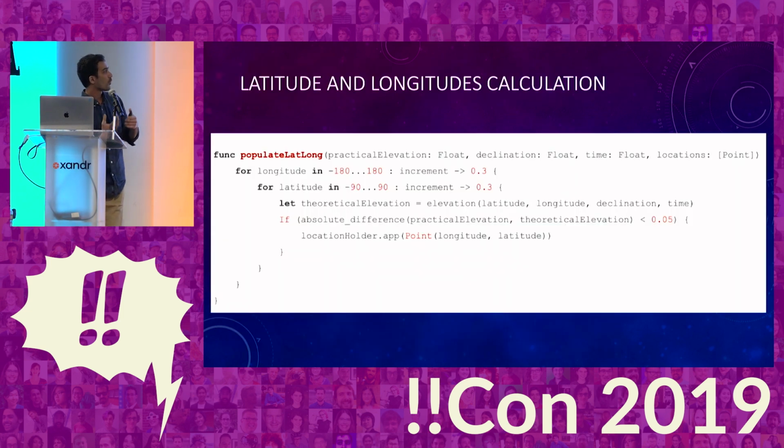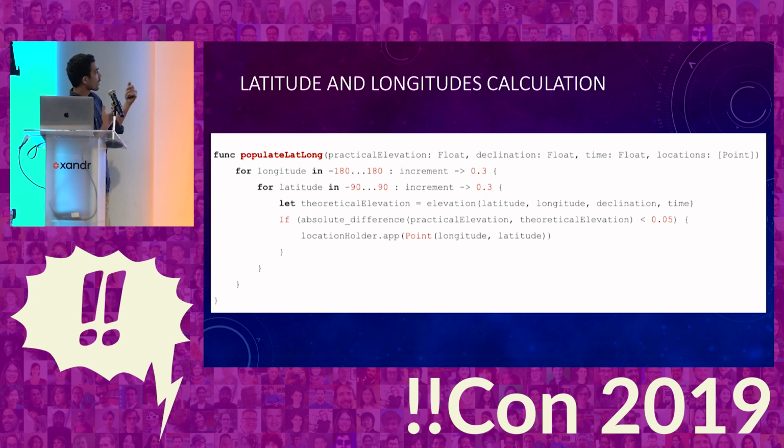Once we get this value, we move on to the next step of the algorithm. Here we have the function called populate lat long. Here we pass the practical elevation value we got back from the previous method, the declination of the sun, which depends on what day of the year it is and which we calculate with another formula, the time at which that image was taken, and the array of locations so that we can populate all the potential values of locations at that place.